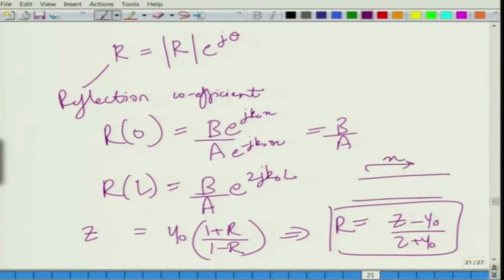All right. So, obviously, when we have a rigid termination, this tends to 1, because Z tends to infinity. So, only this term will be dominant, and what it means is that the entire wave is reflected back without suffering any phase change. Therefore, a perfectly rigid termination reflects the incident waves with the same amplitude and phase.